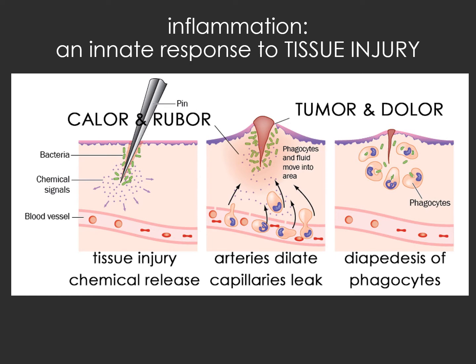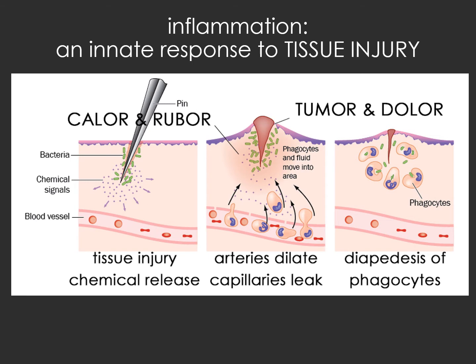You might not recognize those 4 things because they're actually listed in Latin. And the 4 responses or signs and symptoms of inflammation are calor, rubor, tumor, and dolor. And those of you who speak Spanish or another Romance language are actually going to have a leg up on the rest of us because you might recognize calor and dolor especially.